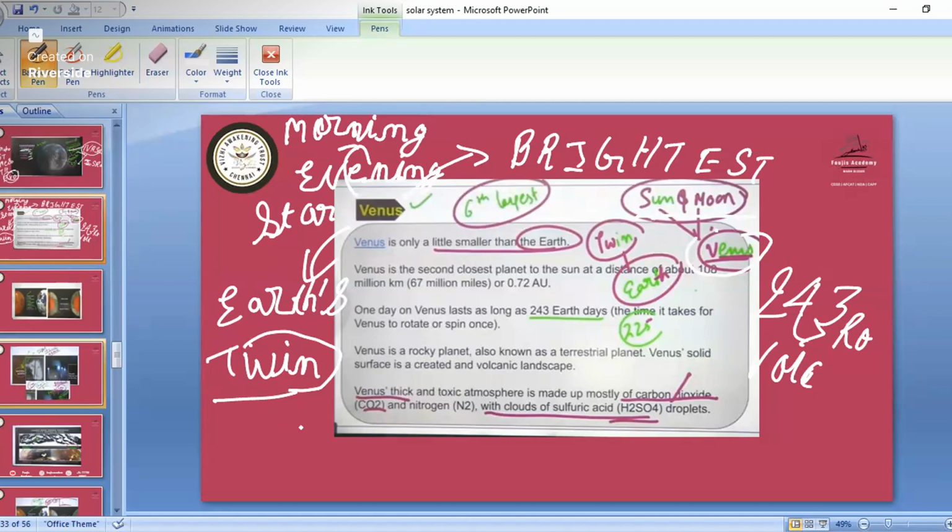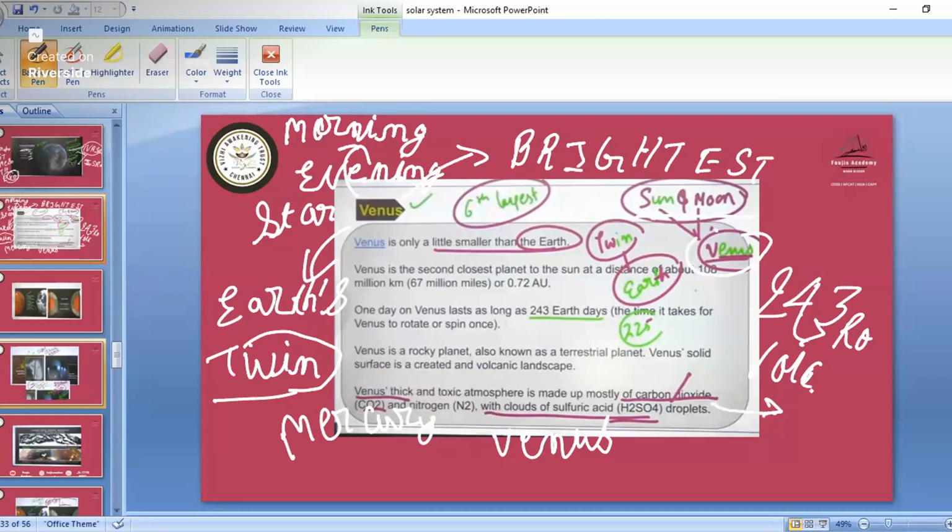But here life is not possible because of the large amount of heat. Even though Mercury is the nearest planet to the Sun, Venus is the hottest planet. That we will also see later. Venus has a thick and toxic atmosphere made of carbon dioxide, CO2, and nitrogen, with clouds of sulfuric acid.